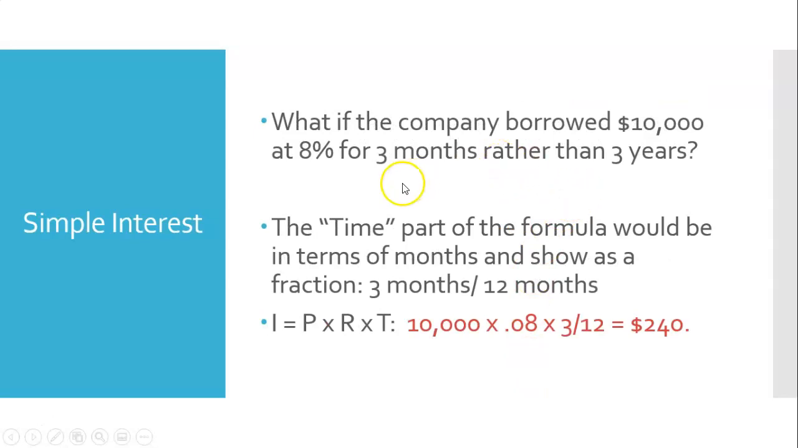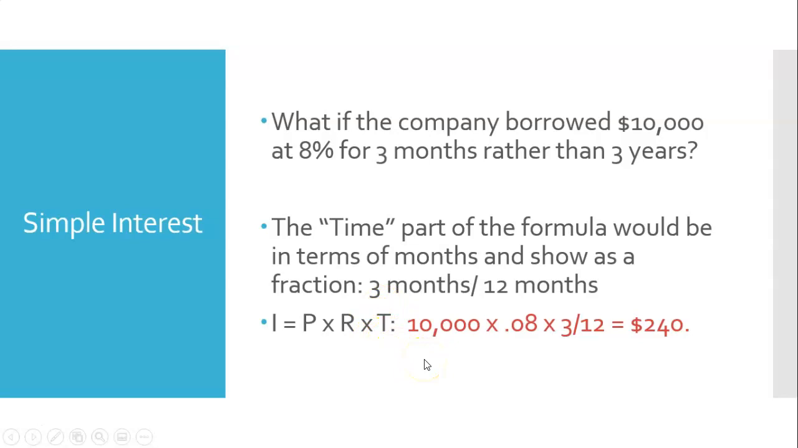Okay, what if they borrowed it for 3 months instead of 3 years? Well, when we're doing the time part, I equals P times R times T, when we do the T, the time part, we're going to put that in months, or we can put it even in days.